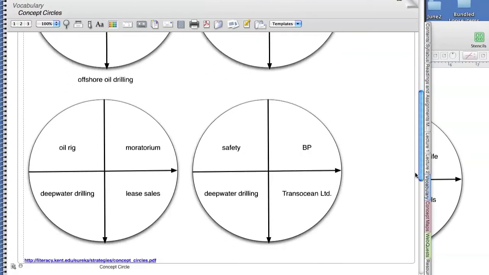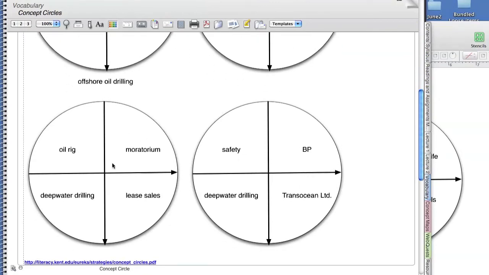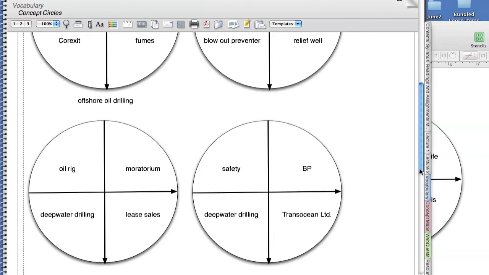All right, I've done a couple of others down here. Let's take a look at this. Oil rig, deep water drilling, lease sales, in other words, the sales that were done by the federal government to enable BP to start drilling, and the moratorium that was lifted on offshore drilling. And this all has to do with offshore oil drilling. Okay, last we can talk about Transocean Limited, BP, deepwater drilling, and safety. So exactly what feature would we be looking at for that?